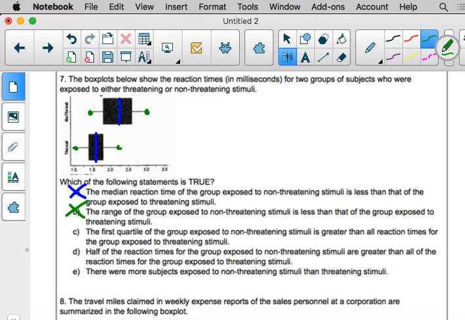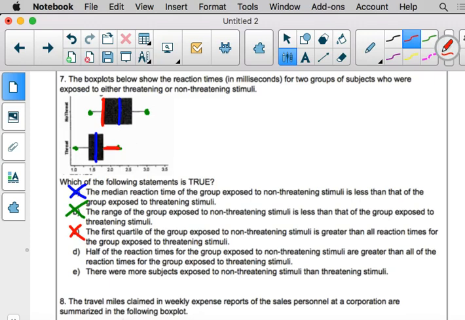The first quartile of the group exposed to the non-threatening stimuli is greater than all the reaction times for those of threatening. All right, so here, the first quartile of the non-threatening, that would be this red, I'm drawing red here. It's greater than all reaction times for the threatening. Well, no, because all of these are above that. So again, C, not quite true also.